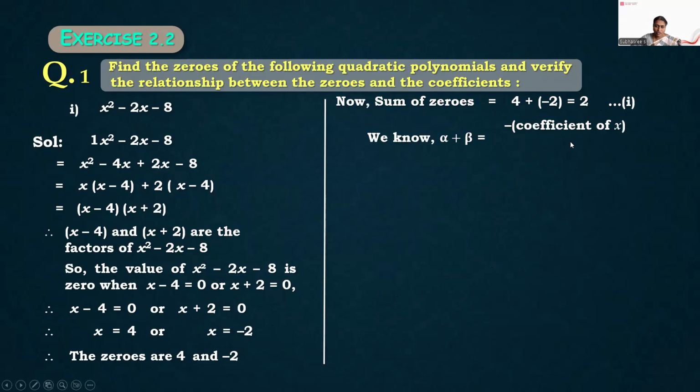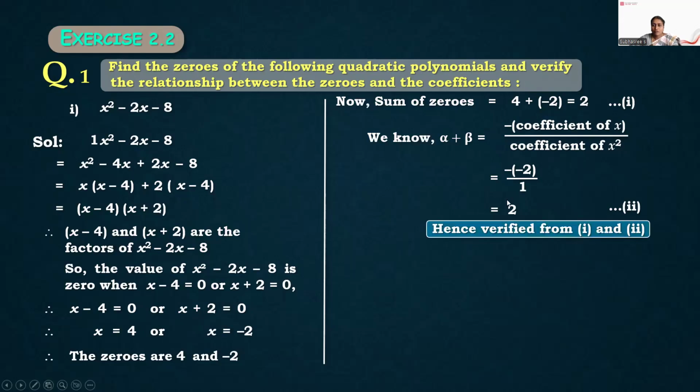Alpha plus beta is minus the coefficient of x by the coefficient of x square. What is the x square coefficient? It is 1. So minus of minus 2, I have already found here. Just write what answer we get. Answer is 2. You are clear? So 4 plus minus 2, usually by arithmetic we solve, we get 2. By the formula method also we get 2. So it is understood, both the answers are the same.